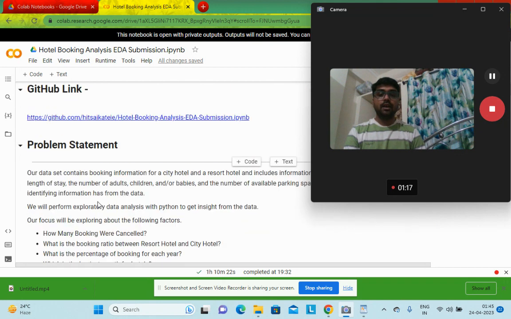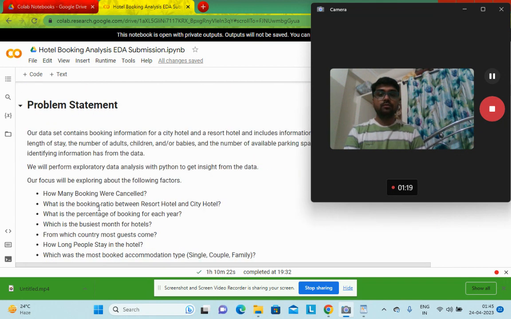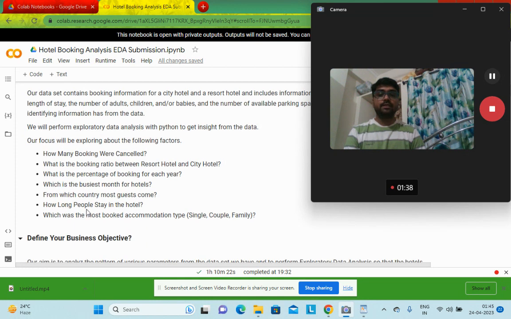Problem statement. In this section, we will be focusing on the following key points. How many bookings were cancelled, what is the booking ratio between the resort hotel and the city hotel, what is the percentage of bookings for each year, which is the busiest month for the hotel, from which country most guests come, how long people stay in the hotel, which was the most booked accommodation type: single, couple, or family.